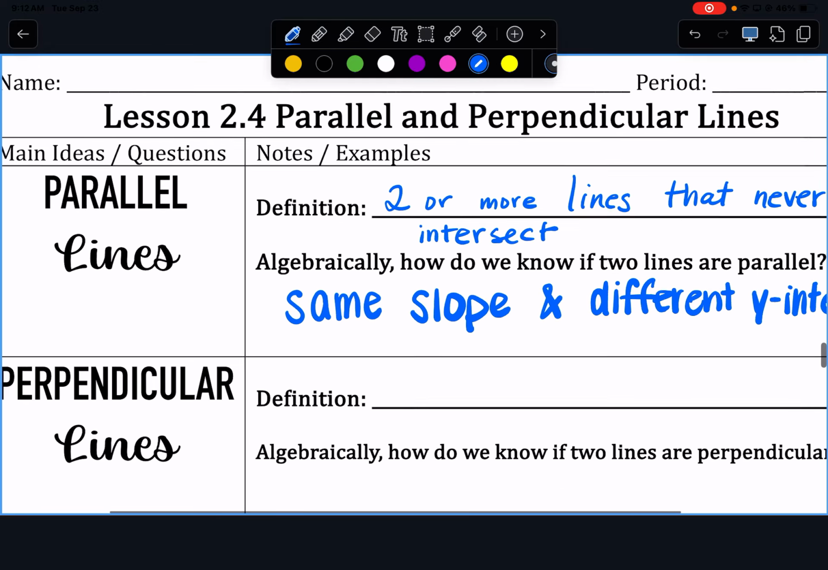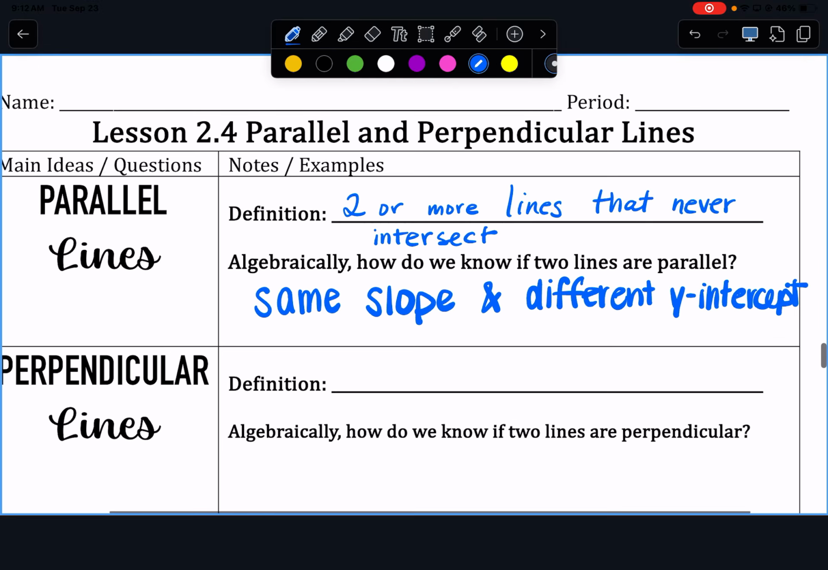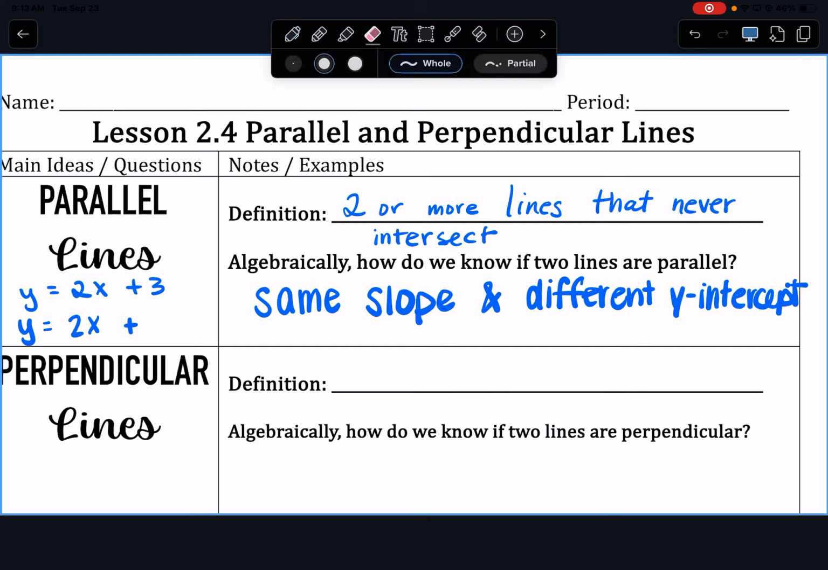So an example of that could be, if I gave you the line y equals 2x plus 3, what would the equation of a line parallel to that be? 2x plus 4 or plus 5, or minus 7, or plus 72, or plus 1,000. It does not matter. As long as those slopes are the same, we will know they are parallel. Okay.